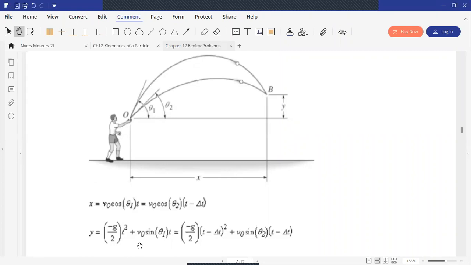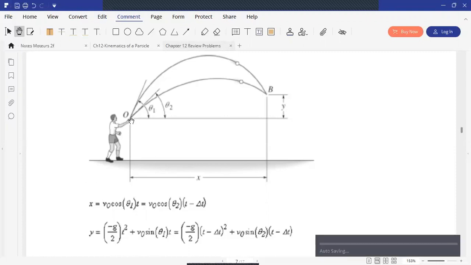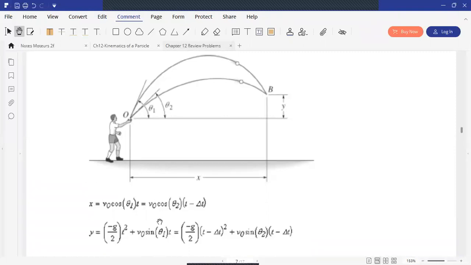Now, the second relation is y of particle 1 equals y of particle 2. For y, the equation is minus half g t squared plus v0y times t plus y0, and y0 is 0 because it starts from the origin. I project v0 on y, so I multiply by sine theta. So the equation for y is minus g over 2 t squared plus v0 sine theta 1 times t. This is y of particle 1, and it should be equal to y of particle 2 when they meet.